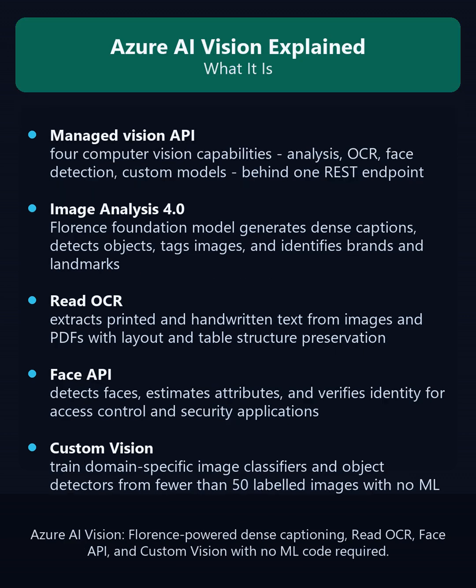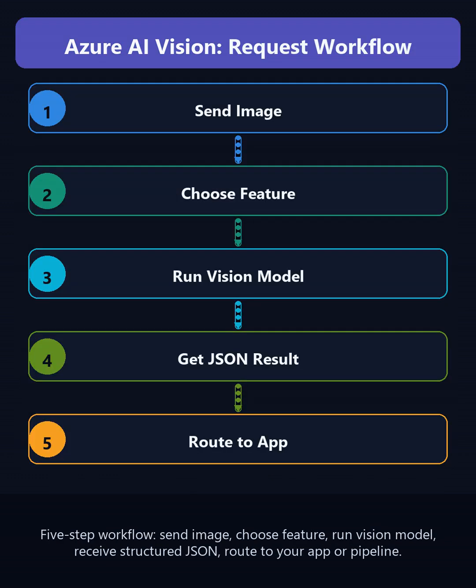Azure AI Vision is Microsoft's fully managed computer vision service. It ships 4 major capabilities in one API: image analysis for scene description, object detection, tagging, and dense captioning using a Florence-based foundation model; OCR for reading printed and handwritten text in documents and images; Face API for face detection, attribute estimation and verification; and Custom Vision for training image classifiers and object detectors on your own labeled dataset with no ML code.